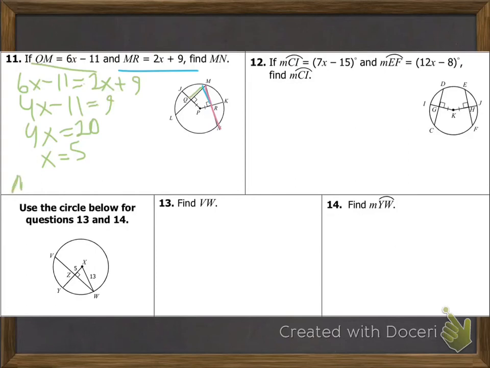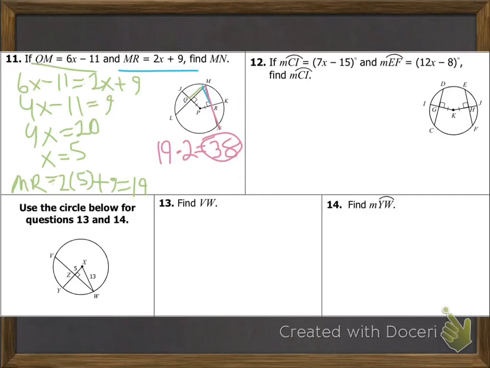So for MR, you're going to have 2 times 5 plus 9, and that's going to end up being 19. So now to find the measure of MN, you're going to double that 19. So 19 times 2 is going to end up being 38, and that's going to be my answer.